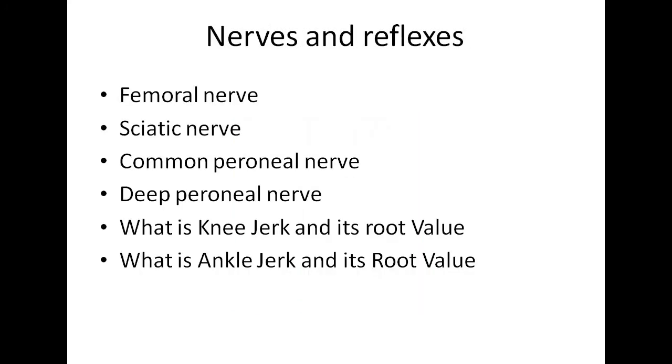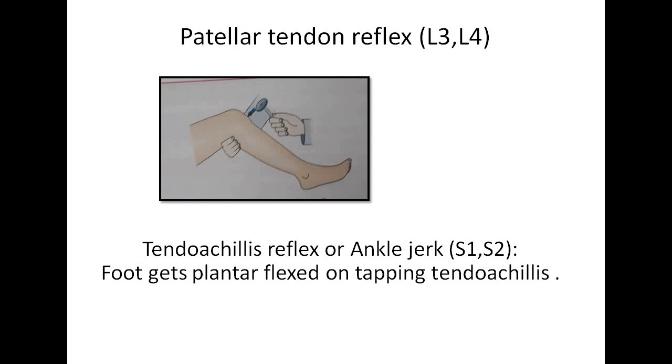Now nerves and reflexes. Here is the patellar tendon reflex. The root value of this reflex is L3 and L4. On tapping the ligamentum patellae, extension is produced at the knee joint. For that, we have to relax the muscles of the knee joint by flexing the knee. The tendo achilles reflex or ankle jerk has the root value S1 and S2. The foot gets plantar flexed on tapping the tendo achilles.